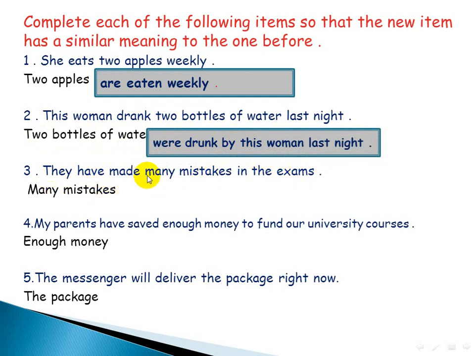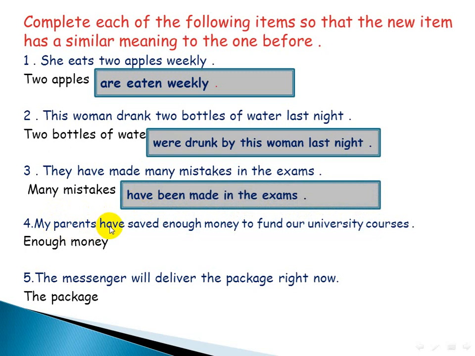3. They have made many mistakes in the exams. Many mistakes. So we started with the object, so please remove it. Now we need to identify the tense of the sentence. We have plus verb 3. That means it's present perfect. So you have to use has or have plus been plus verb 3. Many mistakes have been made in the exams.